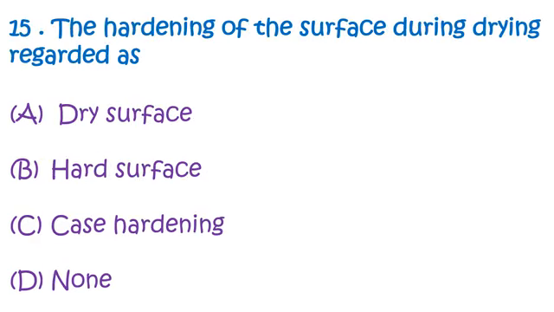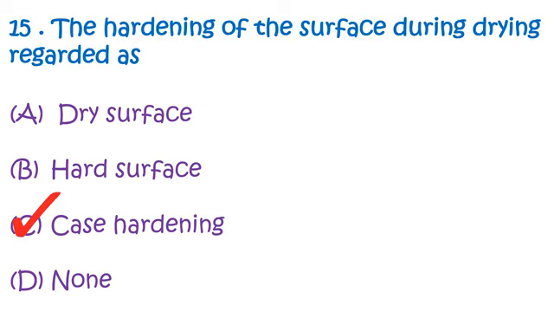Question number 15. The hardening of the surface during the drying is regarded as. Option A dry surface, option B hard surface, option C case hardening, and option D none. And the correct answer is option C, case hardening. Now, during a drying process or a drying cycle, there are four stages. Initially, the free moisture available on the surface is removed. In the second phase, the internal moisture comes to the surface and then it is removed. In the third stage, it is a constant drying period where some of the bound moisture is removed.